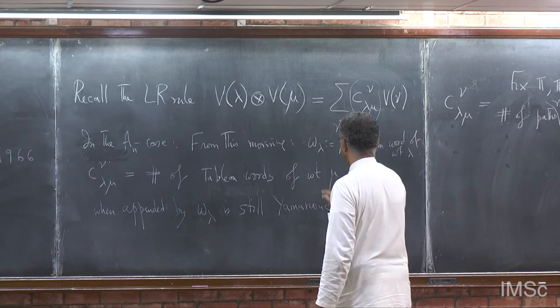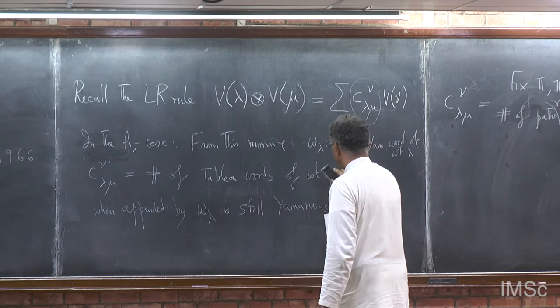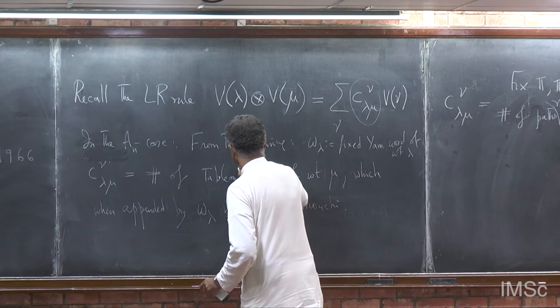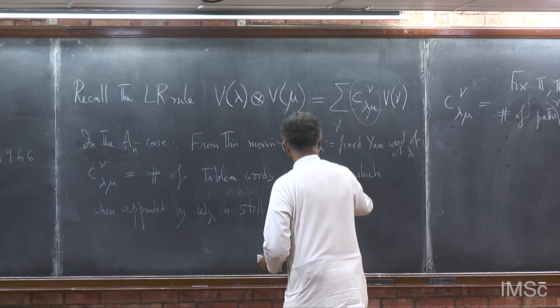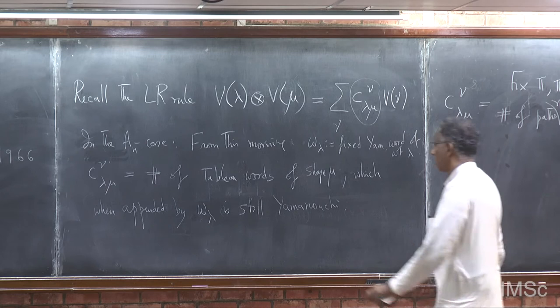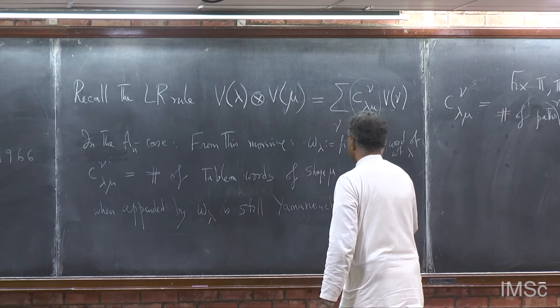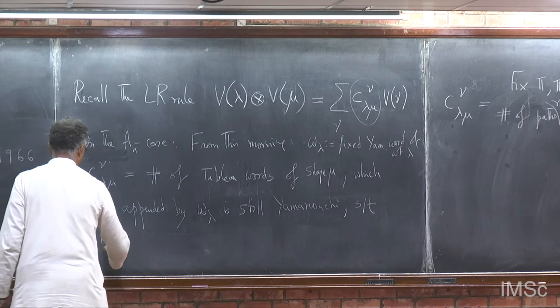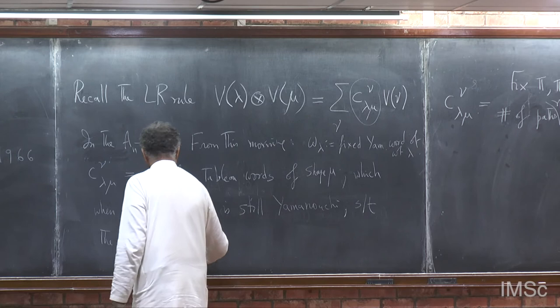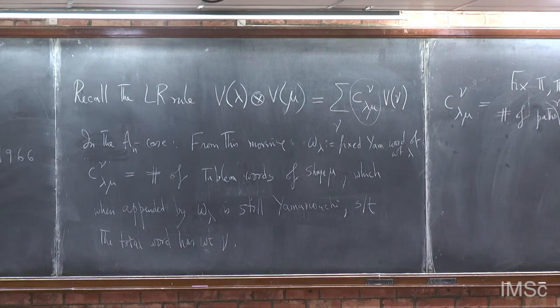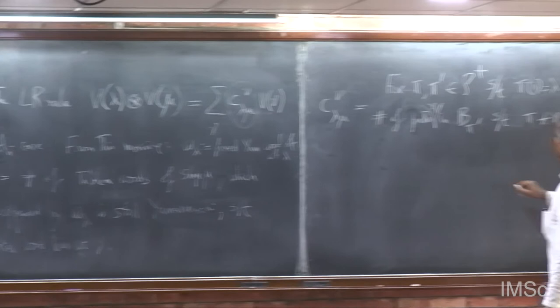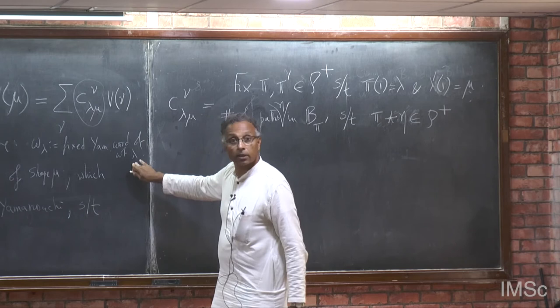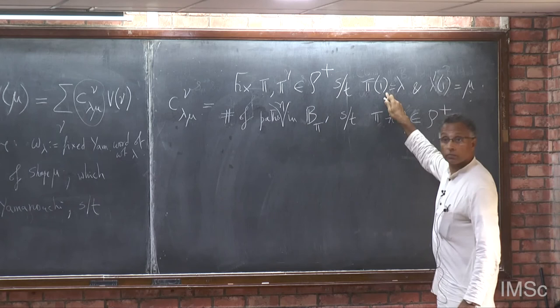No, the tableau is not of weight mu, this is of shape mu. That is, the tableau is of shape mu, and the total is the number of tableau words such that the total word has weight nu. Okay, so going back here, what is the correspondence? I fixed a Yamanouchi word of weight lambda, right? That's like fixing pi prime in P plus, so this part corresponds to this part.